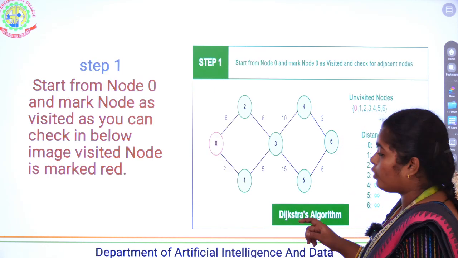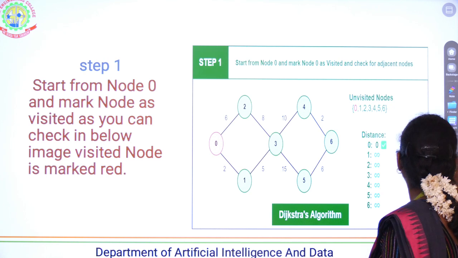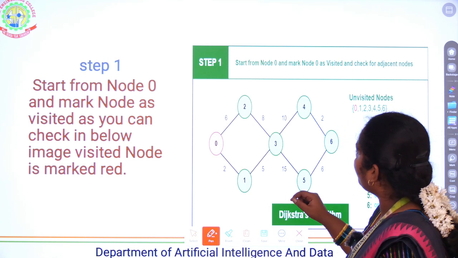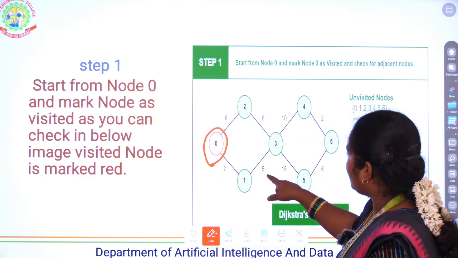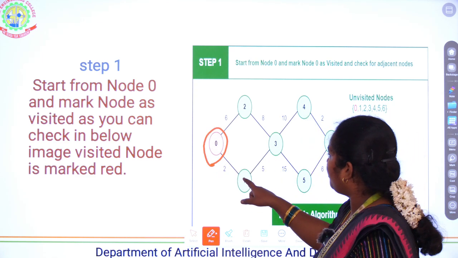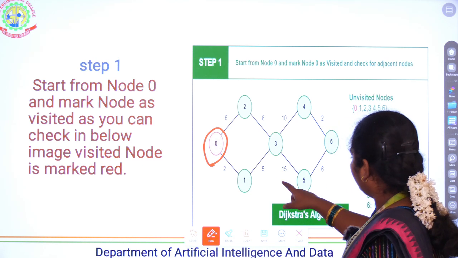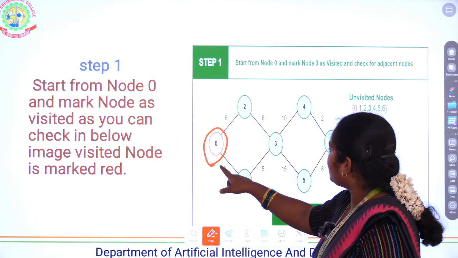Step 1. Now we are going to solve the example. In step 1, we are going to start with 0 and mark it as a visited node, and you can check below the image, visited nodes are marked in red. So we have marked the node as red.